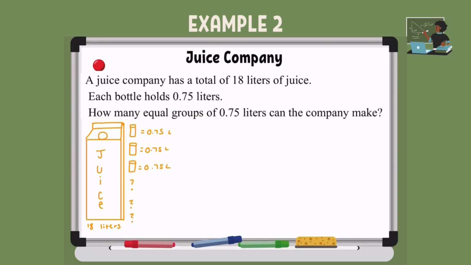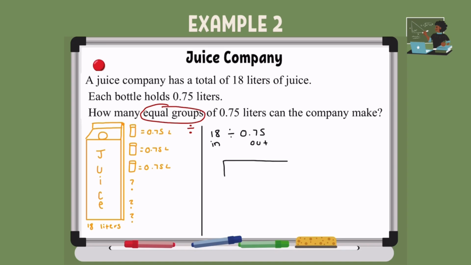As we read the question, we notice a key phrase, and the key phrase is equal groups. Step 3, determine the operation. And the operation of equal groups is division. So therefore, we're going to be dividing 18 divided by 0.75 because we're going to be splitting the 18 liters of juice into 0.75 liters. So whenever we are dividing decimals, remember, your divisor must be a whole number by moving the decimal to the right, and whatever you do on the outside, you must also do on the inside.